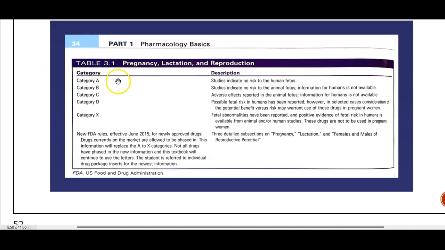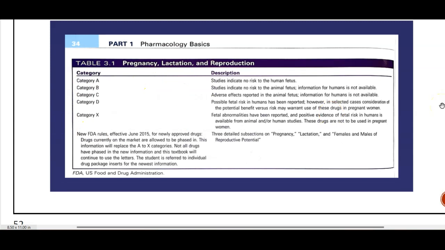So category A, B, C, D, and X. X is described as: fetal abnormalities have been reported, and positive evidence of fetal risk in humans is available from animal and/or human studies. So these drugs are not to be used at all in pregnant women. Category X.